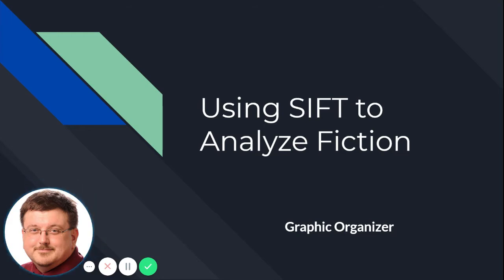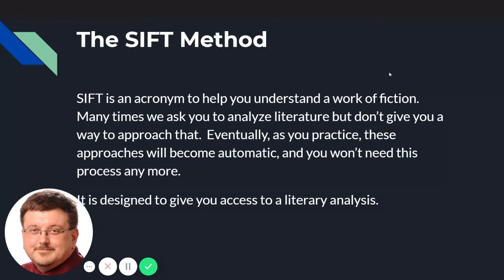SIFT is simply an acronym and a graphic organizer that will help you to approach 4 different key areas of analyzing literature. So not only is it an acronym here, but it's also a way to give you access to what a literary analysis is. It is not the end all and the be all of that world. It's the beginning point for you. So we're going to talk for a moment here about what the 4 parts of the acronym mean with SIFT.